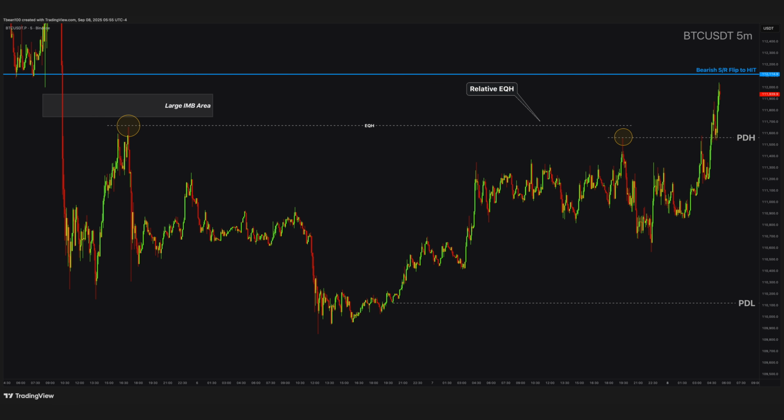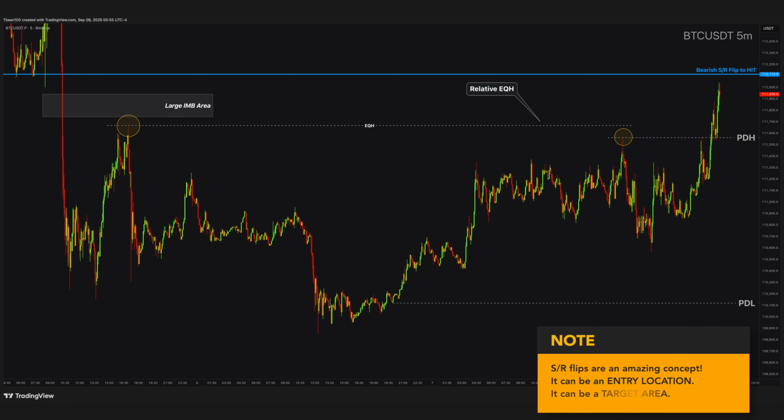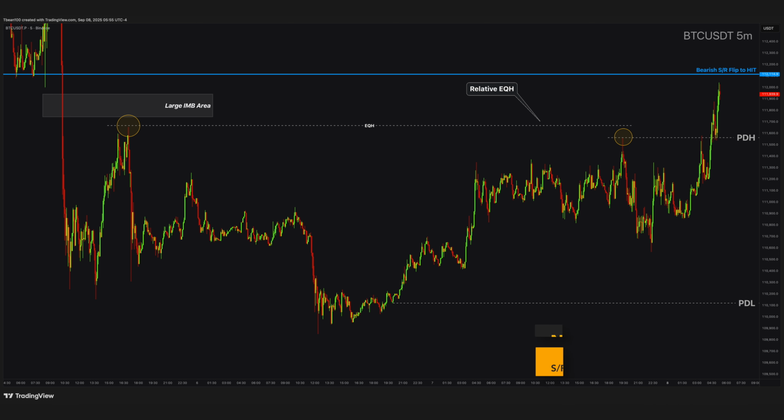If you pay attention to the very top, you will also notice a bearish support and resistance flip location. And keep this in mind. Support and resistance flips are not only useful for entries, they can also serve as great targets. This whole zone also lines up with the 112K round number level, which makes it even more interesting.